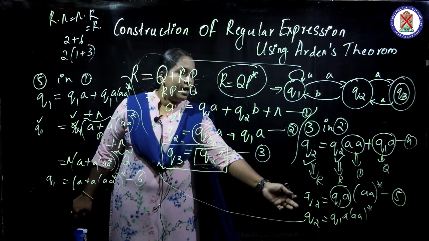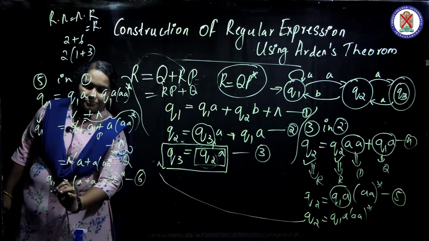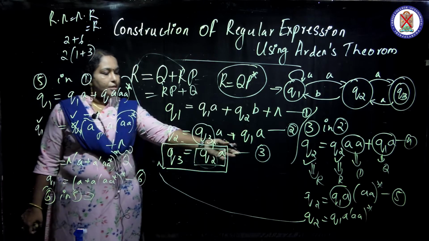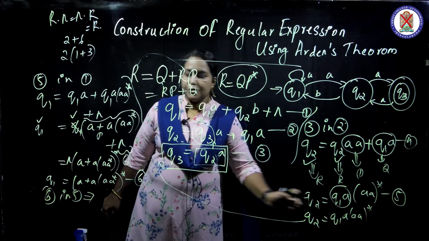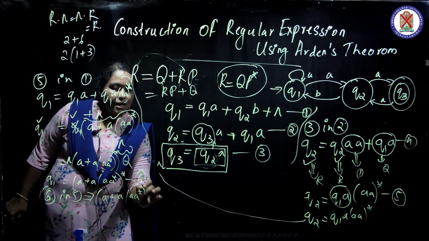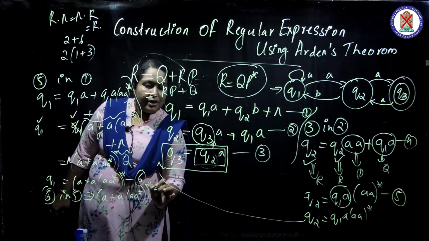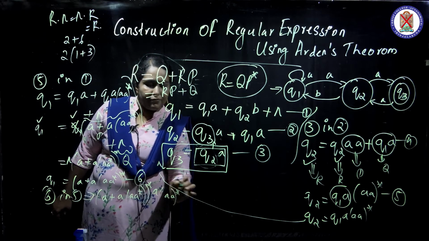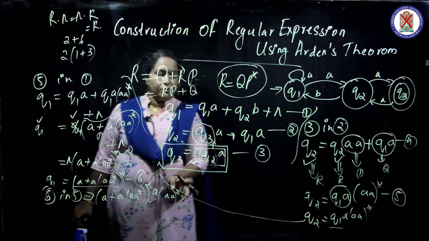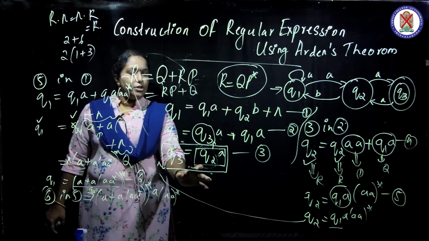Equation 2 is simplified as equation 5, so substitute 6 in 5. When 6 is substituted in 5, Q1 is substituted by this: A plus A into A star, the whole star, and A into A star will it become. This portion is substituted here, and the remaining portion I write as it is, but this is the equation for Q2. We must get the equation of Q3.